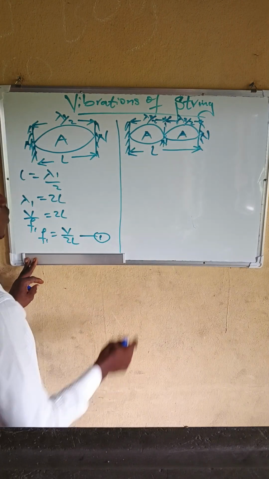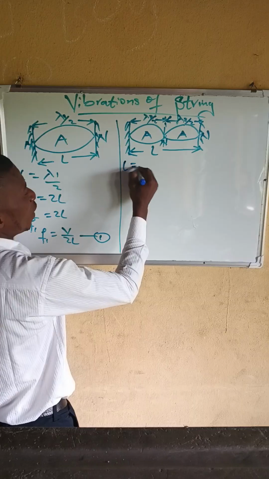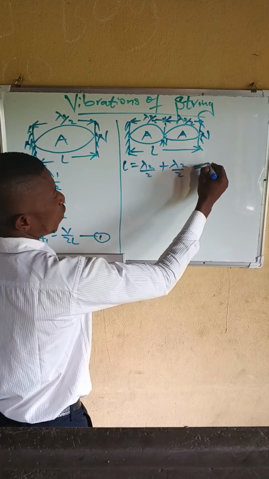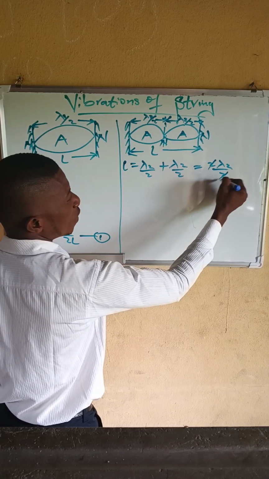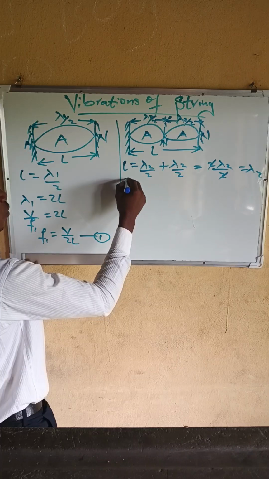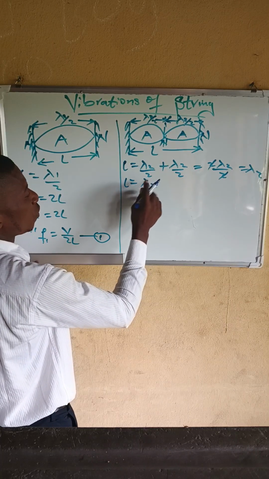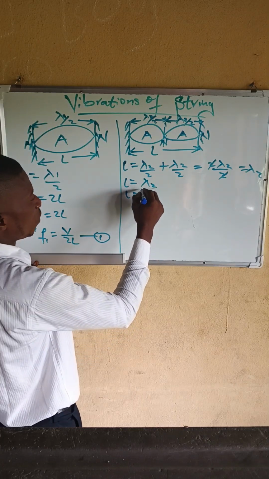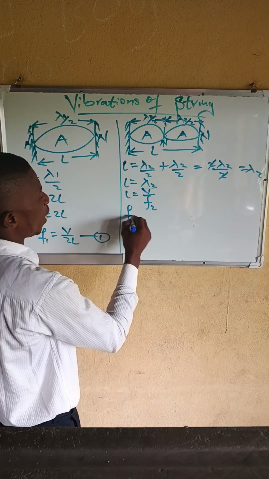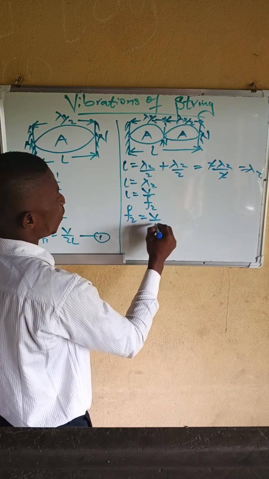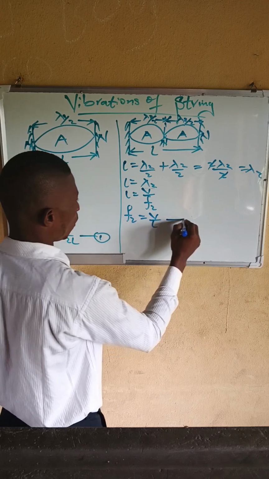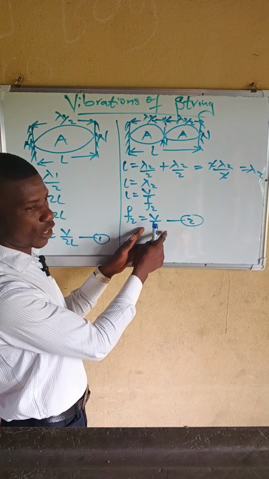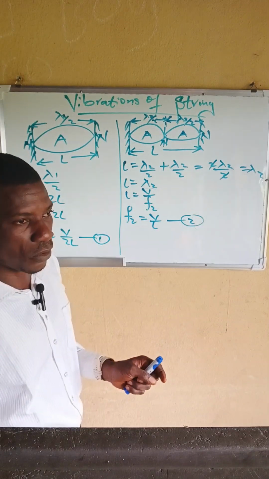Okay? So the length from here to here is given as lambda 2 over 2 plus lambda 2 over 2, which will give me 2 lambda 2 over 2. This cancels this, then I have lambda 2. So this length becomes lambda 2. And you already know that lambda is V over F, so I have V over F2. So my F2 will become V over L. This is called equation 2, and we call this the second harmonic. And this second harmonic is also called the first overtone.